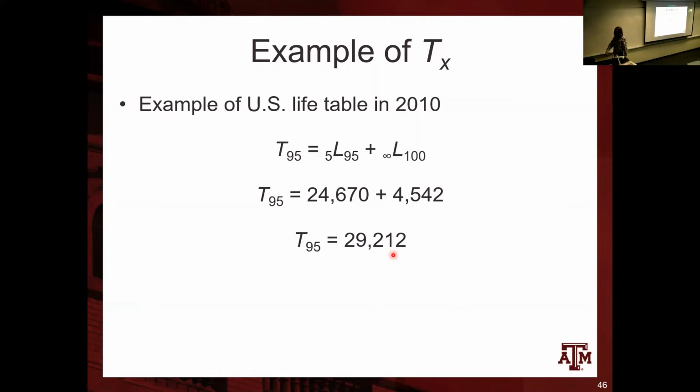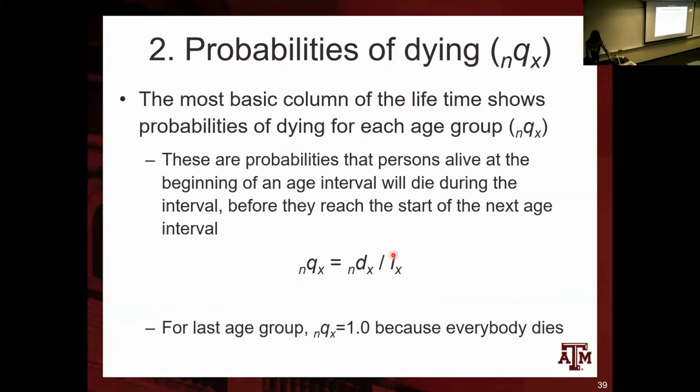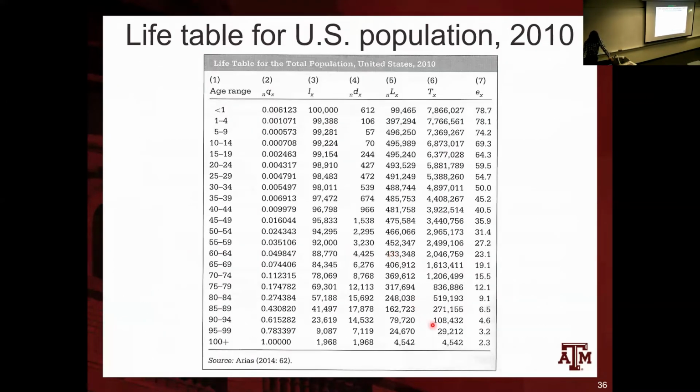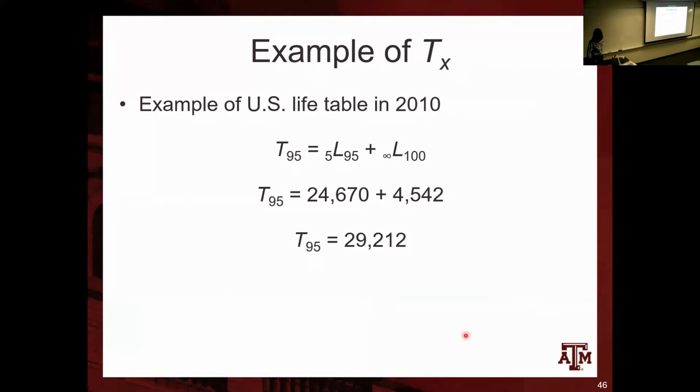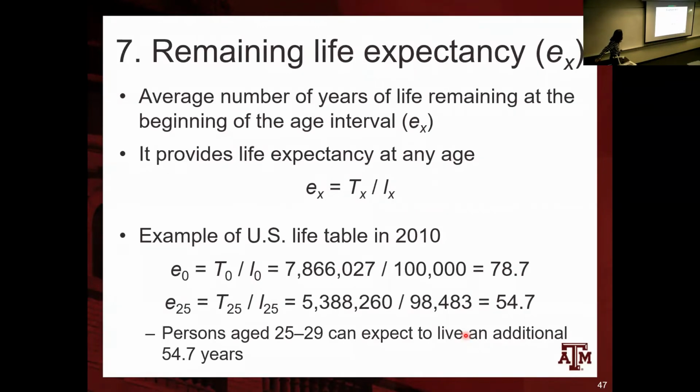The last one, the T95, go back to the table. This one, how do I calculate that? It's pretty much 24,670 plus 4,542. That's the value that we have here. Okay? 229,212.